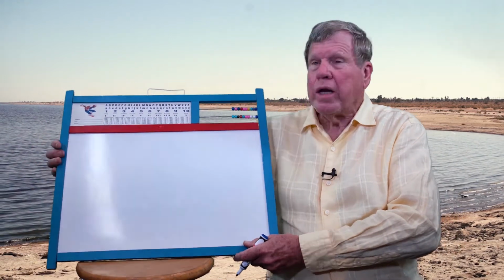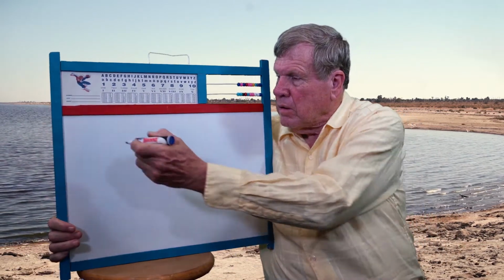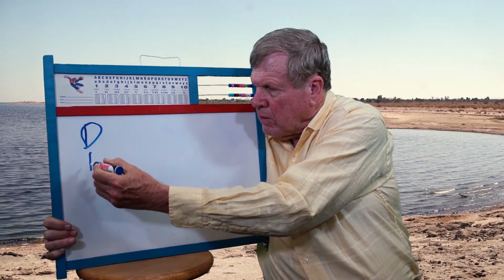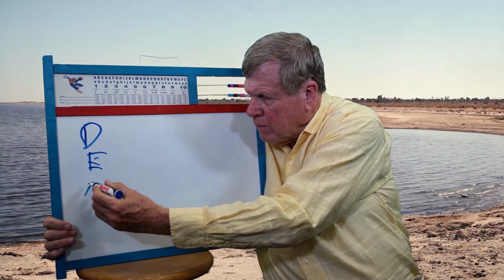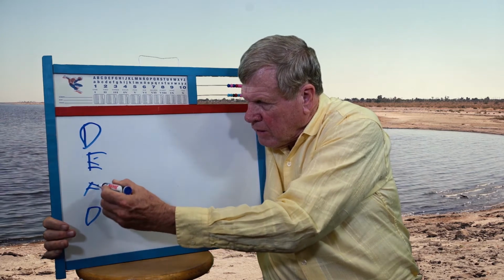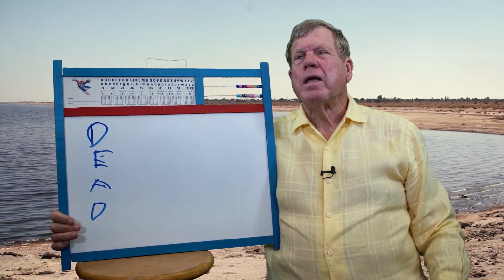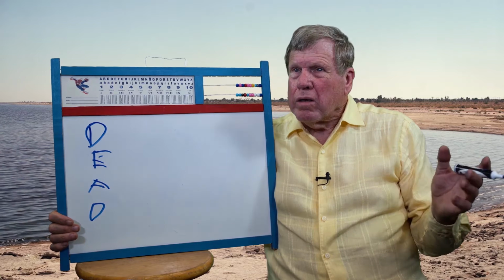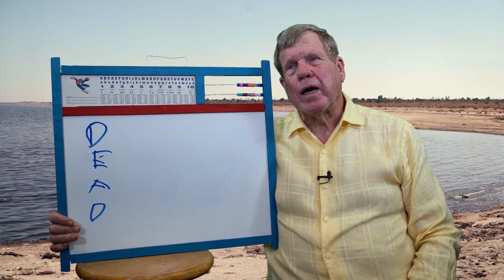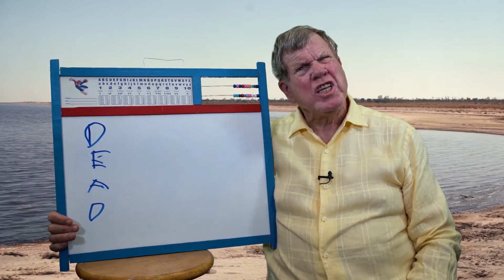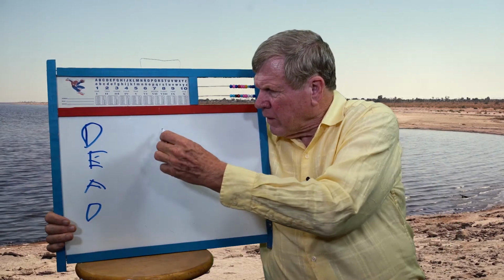Behind me is the Salton Sea, and I've often been asked the question, what is wrong with the Salton Sea? And that can be summarized in one word. Dead. Now, we all understand how a human being can die, but a sea? How does it die? Well, let me show you.